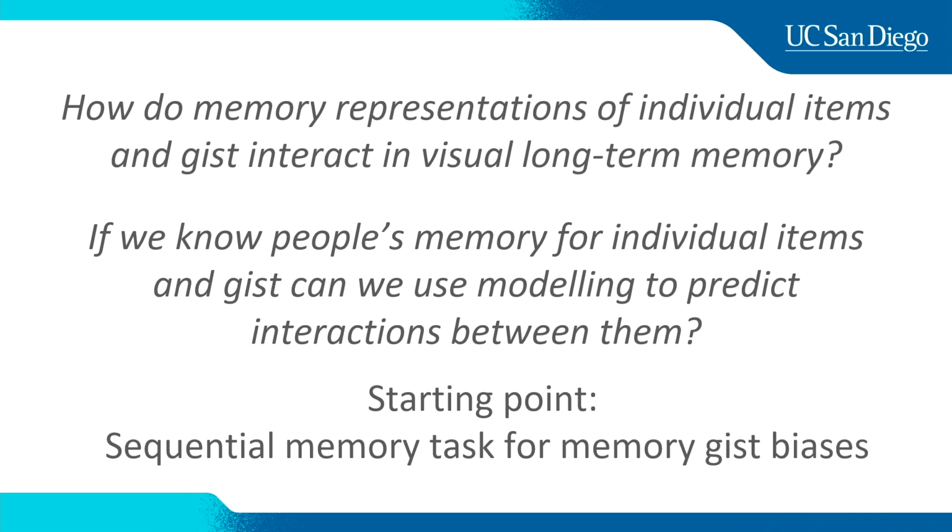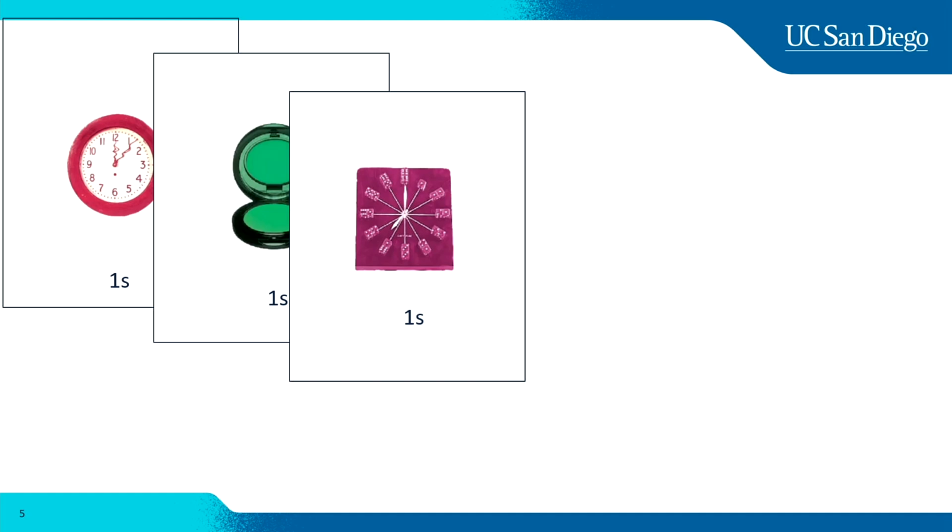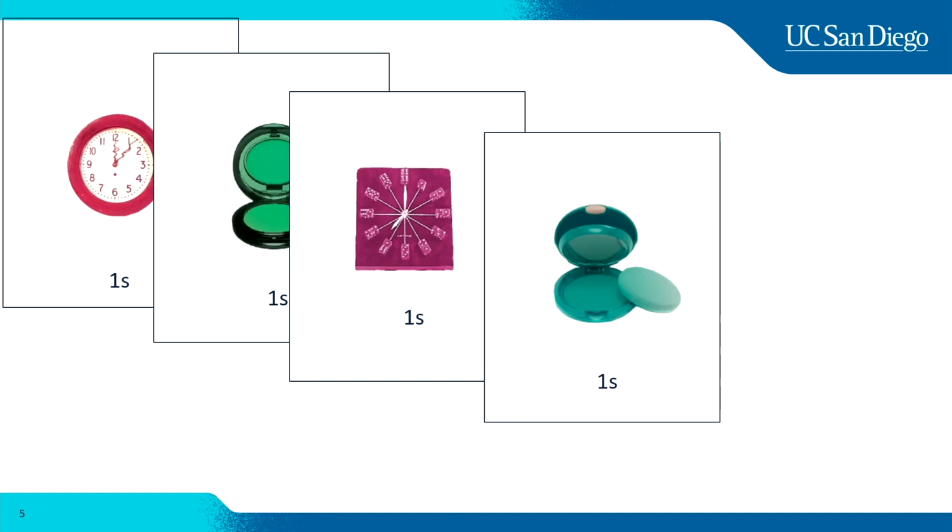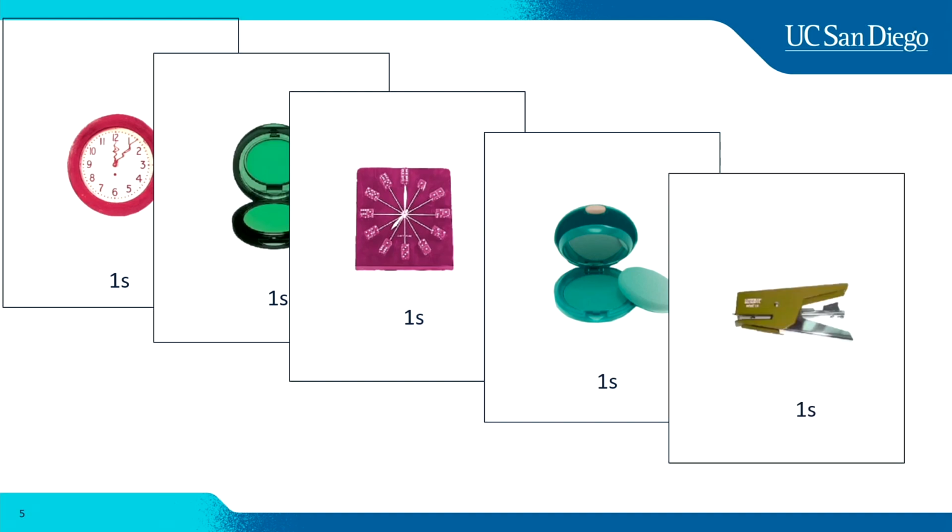To investigate this, we use a sequential memory task that's designed to measure gist biases in visual long-term memory. Here I will show you what the sequential task looks like. For example, you are presented with this red clock for 1 second, followed by this green makeup compact. Then you will see another clock that is also red, but it has a slightly different shade of red than the clock you saw before. The same goes for this makeup compact and the stapler. Basically, you will see similar objects, but with subtle color variations.